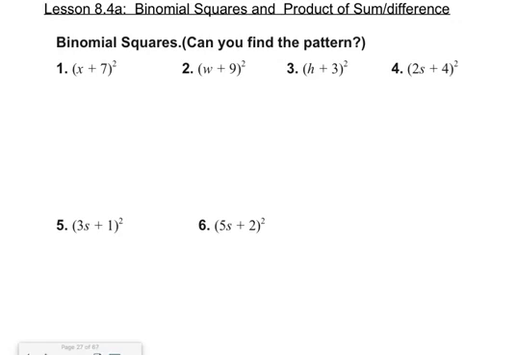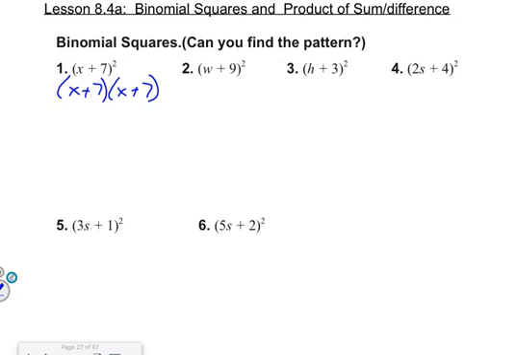Alright, so my first question for you guys out there is, what does it really mean if something is squared? Like 5 squared. What does 5 squared really mean? 5 times 5. Okay? So when we see something like this squared, what it really means is I have this parenthesis times itself. Just like 5 times 5, I have x plus 7 times x plus 7.